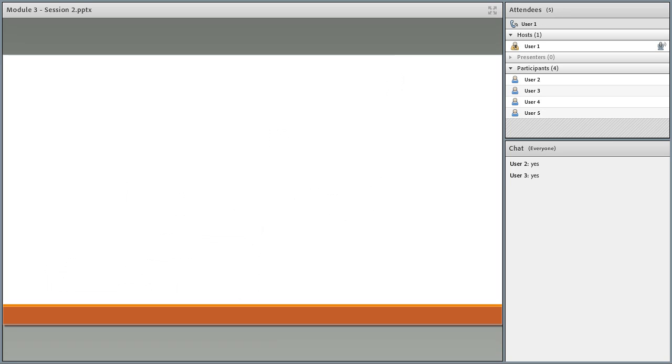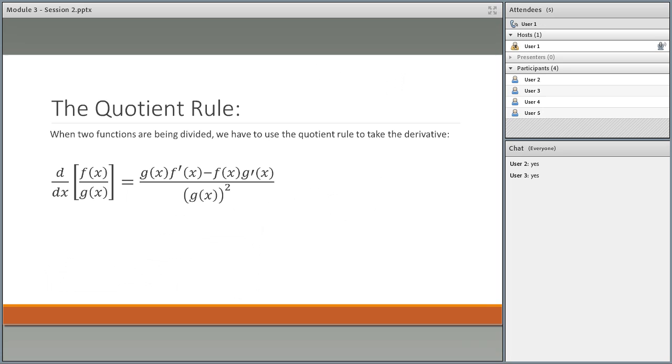But first, let's talk about the quotient rule. So the quotient rule is when we're dividing two functions. So if I have, this is just saying the derivative of f of x divided by g of x. So the quotient rule says g of x f prime of x minus f of x g prime of x, all over g of x squared. And one way that I learned how to remember the quotient rule was written this way.